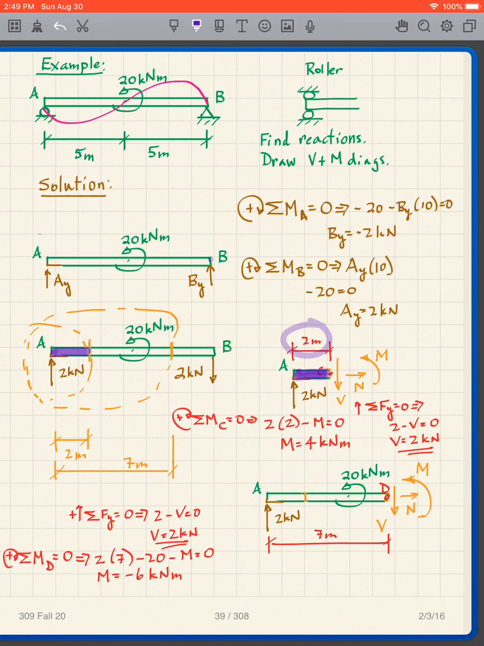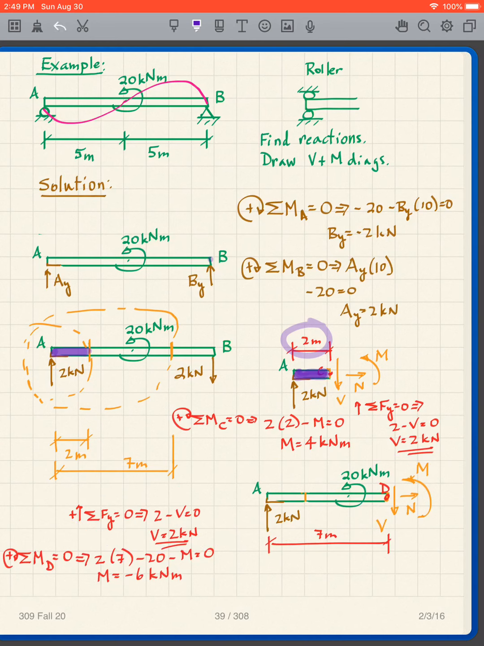However, when I take the sum of the moments about D, which is this point over here, then I have a different equation. I have the 2 times 7 for the AY, I have the minus 20 for that, and then I have minus M. I solve for M, I get negative 6 kilonewton meters. So at 7 meters, I get minus 6. At 2 meters, I get 4 for the moment.